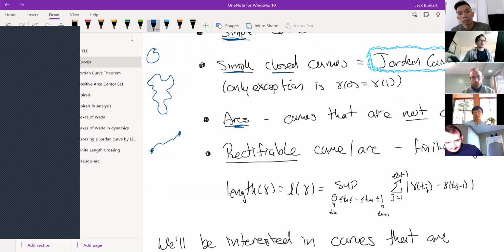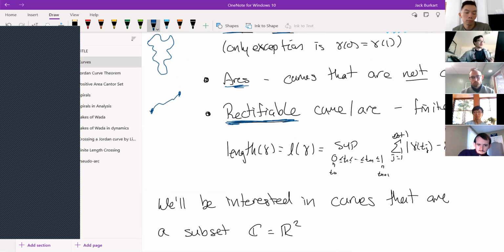And then an important word is the notion of when a curve is rectifiable, a rectifiable curve or arc. I don't want to mean anything in scary geometric measure theory terms. A rectifiable arc is just going to be a curve that has finite length. And we know how to figure out what the length of a curve is from a calculus class or even a real analysis class.